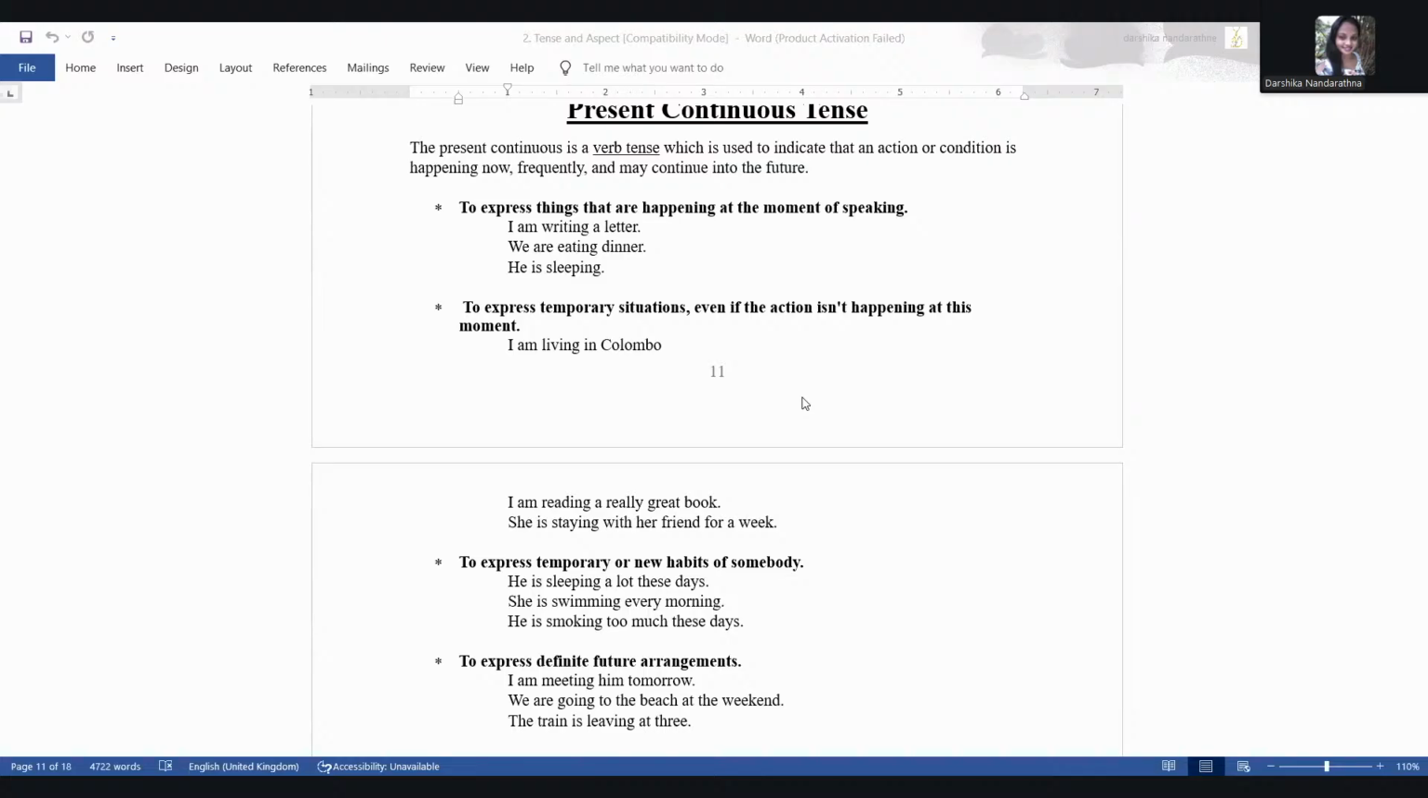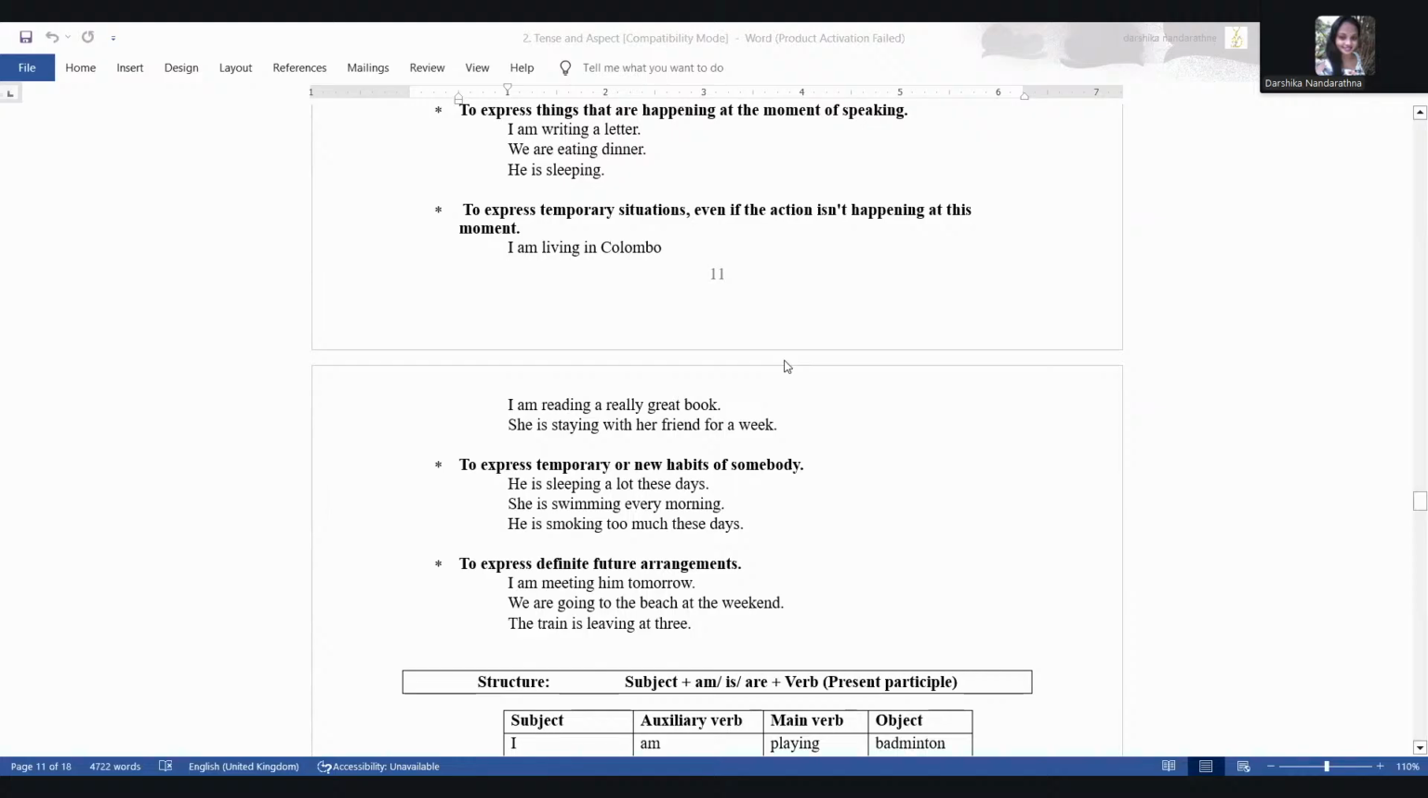We are eating dinner. What are you doing? We are eating dinner. He is sleeping. Where is your brother? He is sleeping now. So, to express things that are happening at the moment of speaking, we use present continuous tense, Pute. When talking about actions in progress at the moment of speaking, we use present continuous tense.